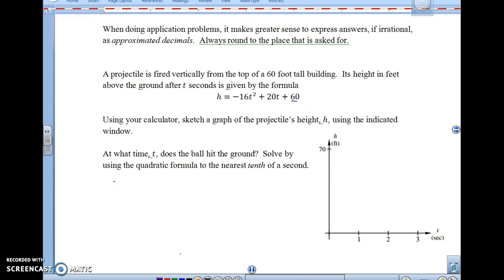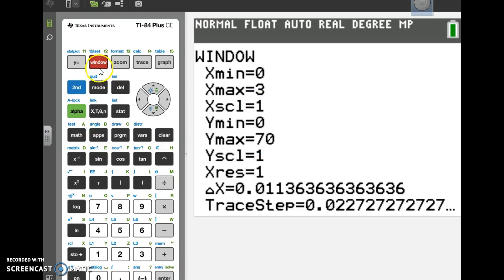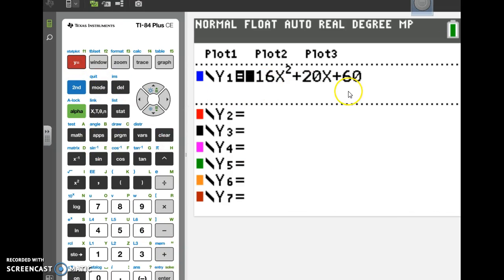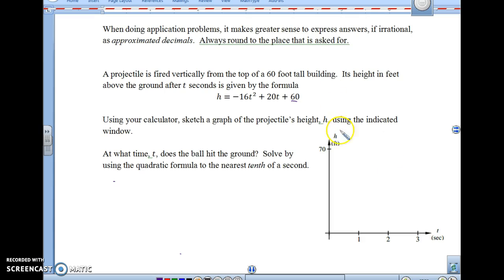Now I already set my calculator to the right window, 0 to 3 for the x's and 0 to 70 for the y's. There we go. And then in my y equals, I just used x in my values, and when I graph this, it looks like this. So it starts up, and then it comes down somewhere between 2 and 3 seconds, it hits the ground. So it starts at 60, I know that because this is my c value. It goes up, and then it comes down somewhere over here.